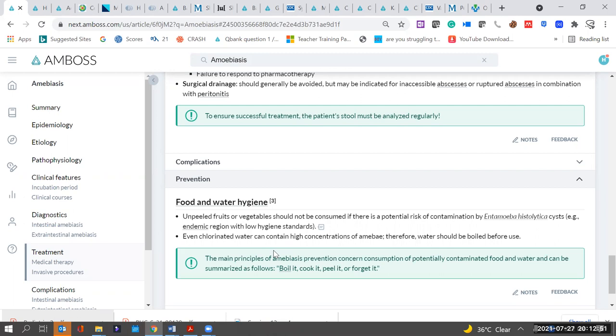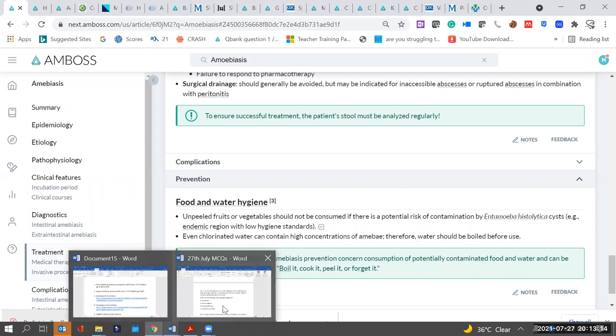Even chlorinated water can contain a high concentration of amoeba. Therefore, water should be boiled before use. So these are normally listed. The main principle of amoebiasis prevention concerns consumption of potentially contaminated food and water, and can be summarized like this: boil it, cook it, peel it, or forget it. Don't use it. Use only those things which you can easily peel off and eat.